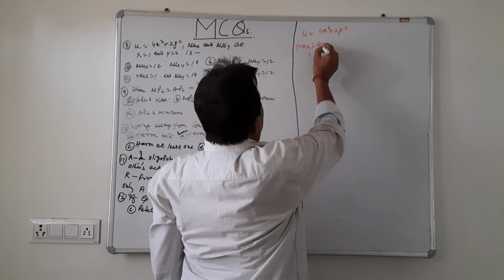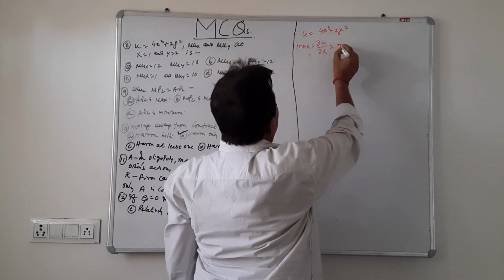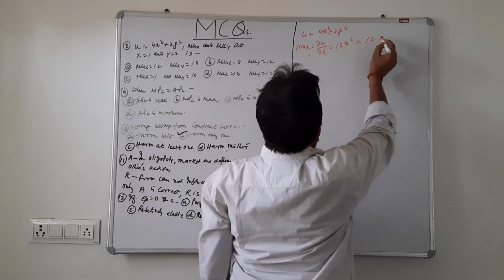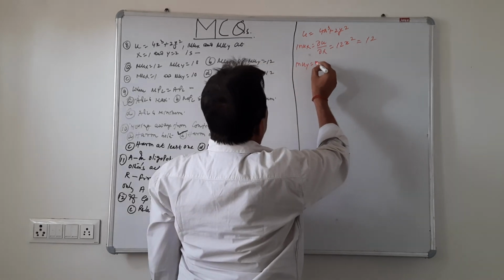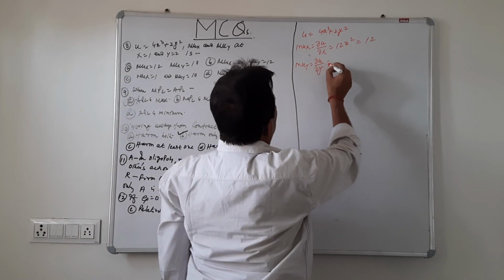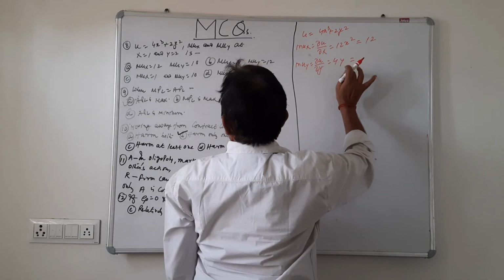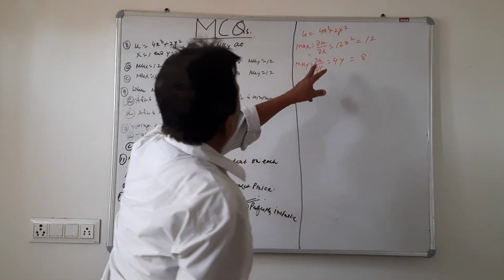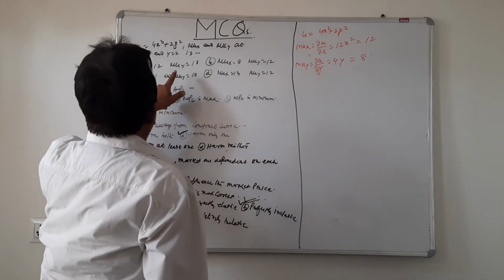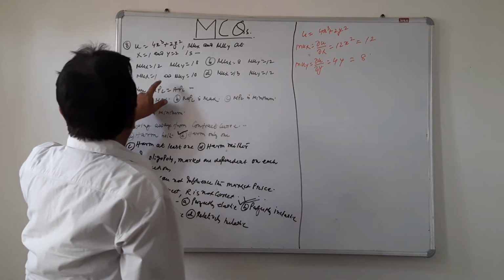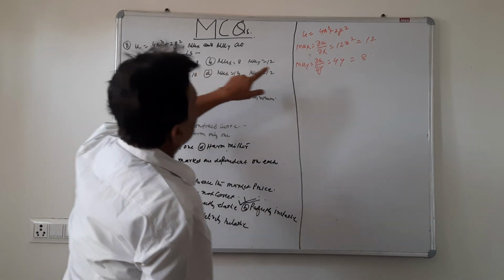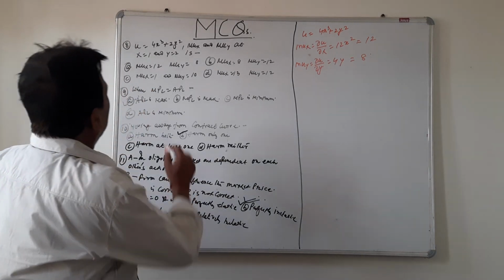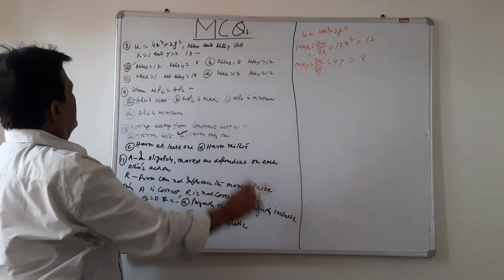So MUX is delta U by delta X, which is 12x square. Now the value of X is 1, so MUX is 12. And MUY is delta U by delta Y, which is 4y, and the Y value is 2, so it is 8. So MUX is 12 and MUY is 8. Which combination is this one? It must be this one. So MUX 12 and MUY 8.